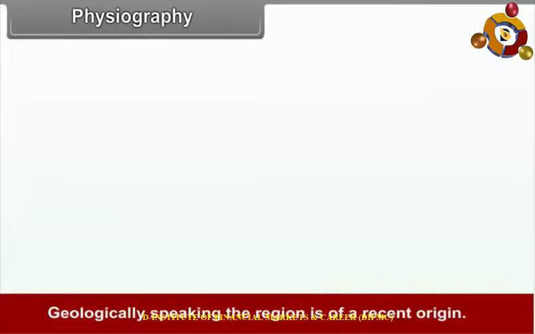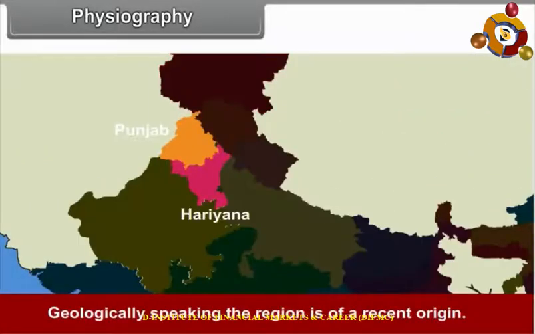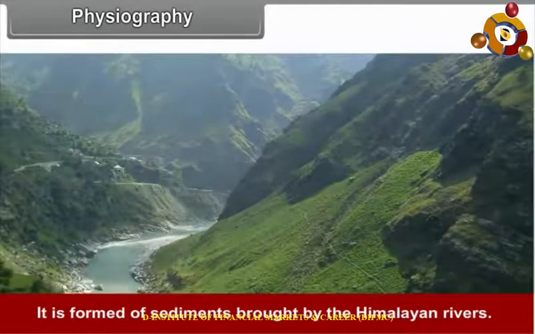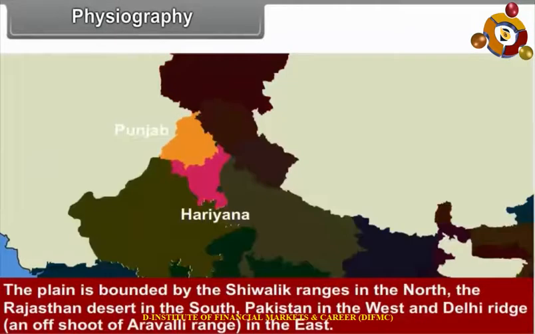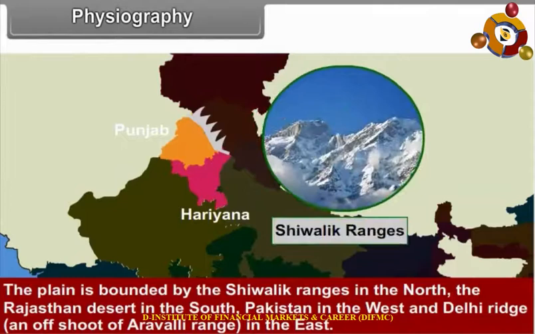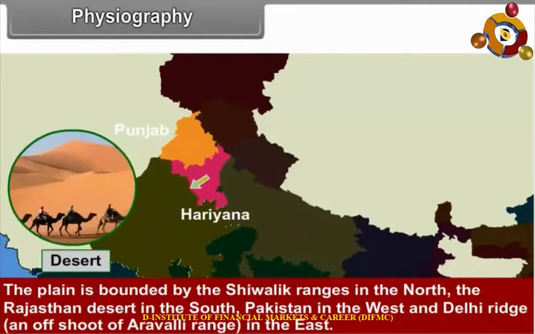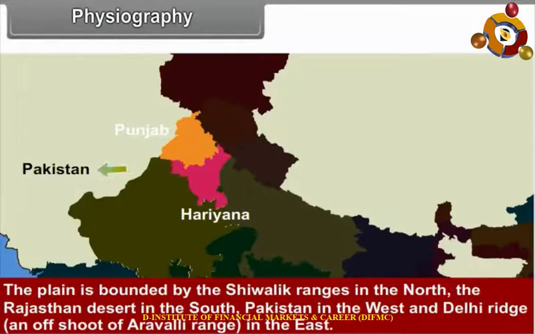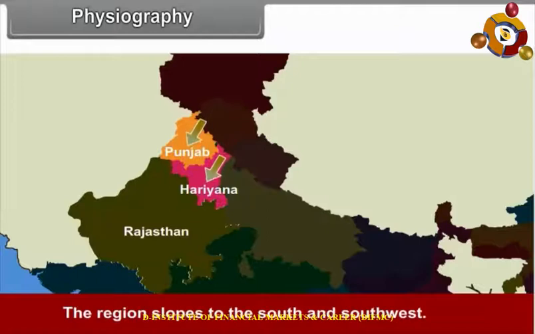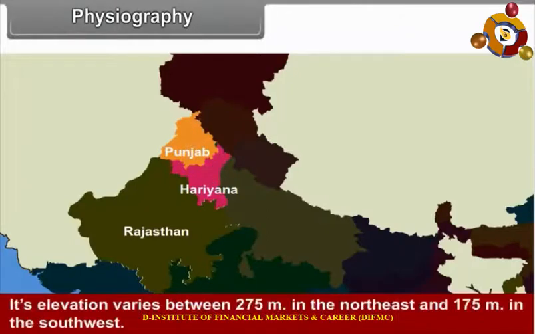4.1 Physiography. Geologically speaking, the region is of a recent origin. It is formed of sediments brought by the Himalayan rivers. The plain is bounded by the Shivalik range in the north, the Rajasthan desert in the south, Pakistan in the west, and Delhi Ridge in the east. The region slopes to the south and southwest. Its elevation varies between 275 meters in the northeast and 175 meters in the southwest.